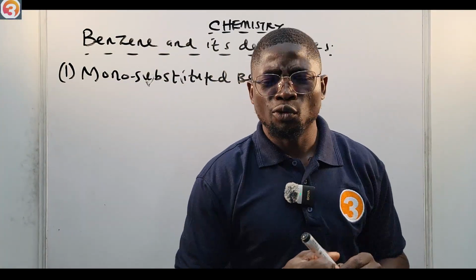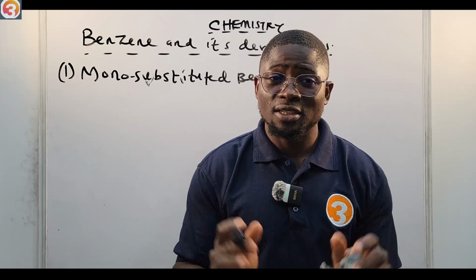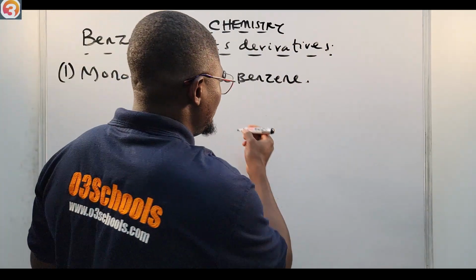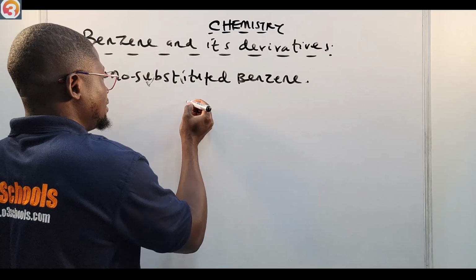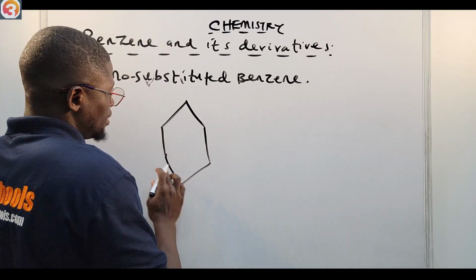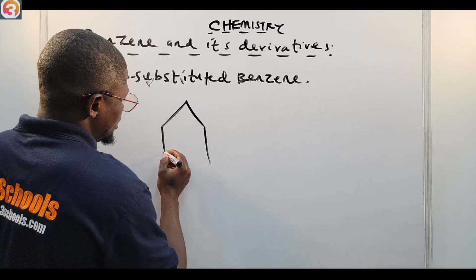Okay, let us see some examples. It's very easy, so please open your mind. We're going to be using the resonance hybrid form of benzene. Remember, we said that benzene has resonance forms. In the last class, we talked about this, right?